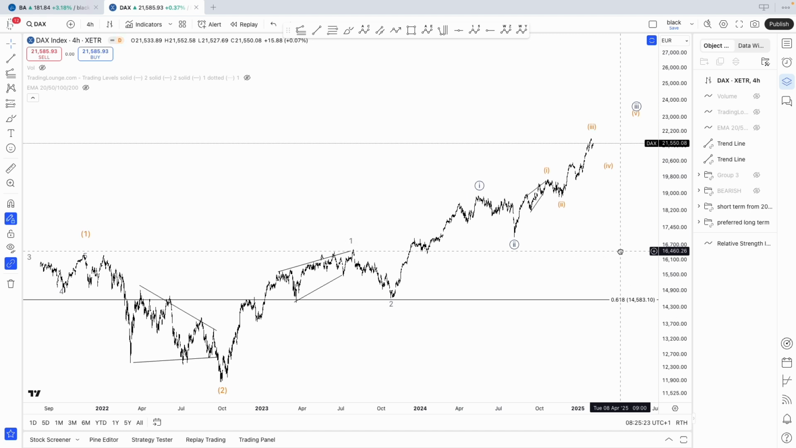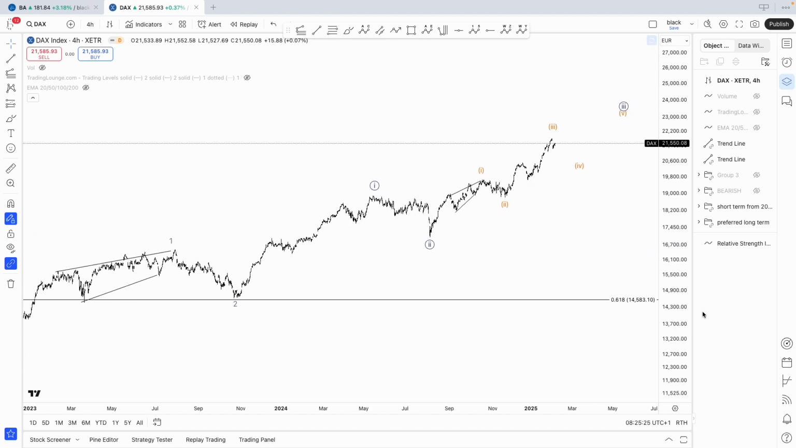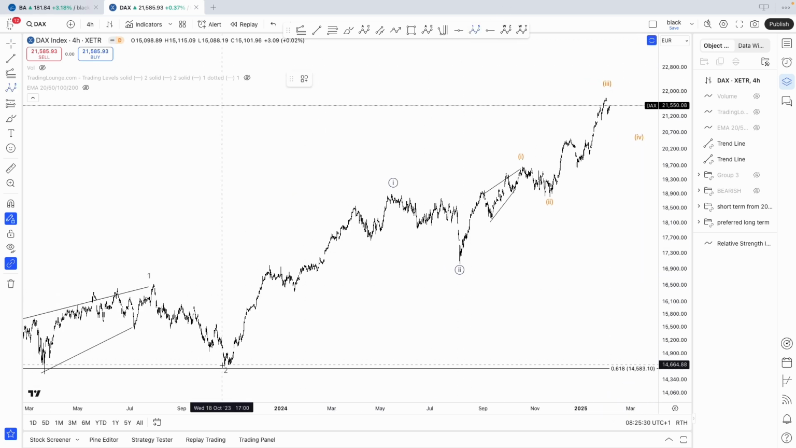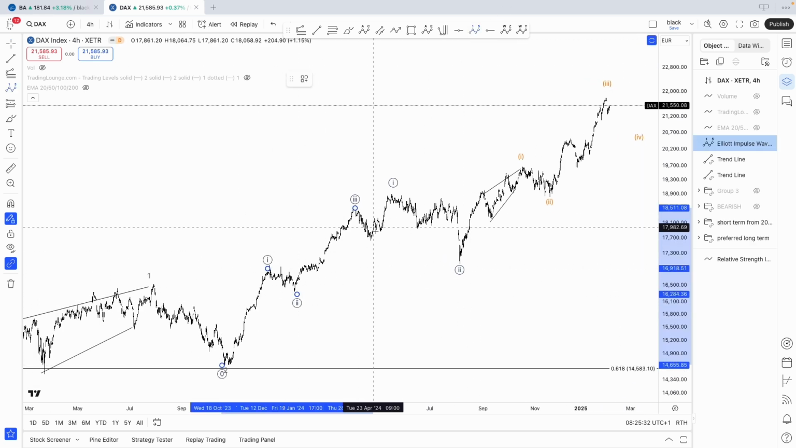I feel like the DAX might be outperforming the Americans. I don't know, need to check on that. So here, obviously, it would be 1, 2, 3, 4.